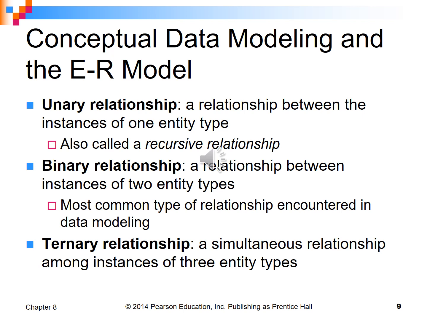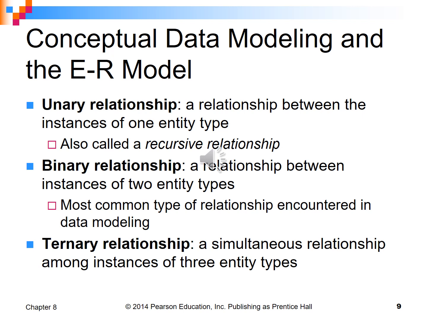If we look at the degree, what does degree mean here? Degree is the number of entity sets that participate in a relationship. We have three types: unary relationship, binary relationship, and ternary relationship. Unary relationship is a relationship between the instances of one entity type, also called a recursive relationship. There is one entity, and we'll see an example soon about the unary.